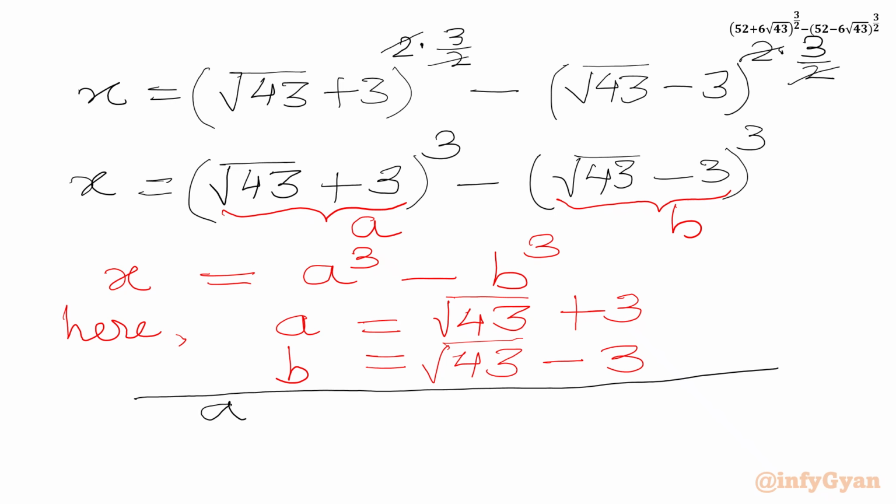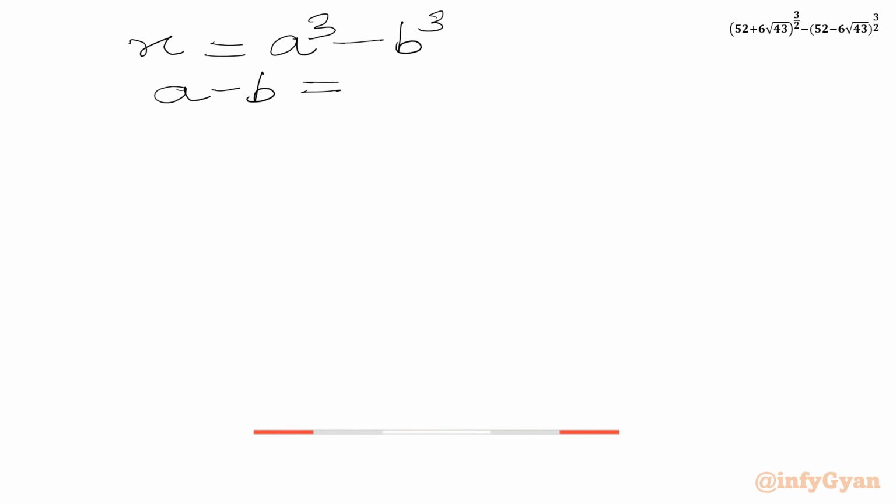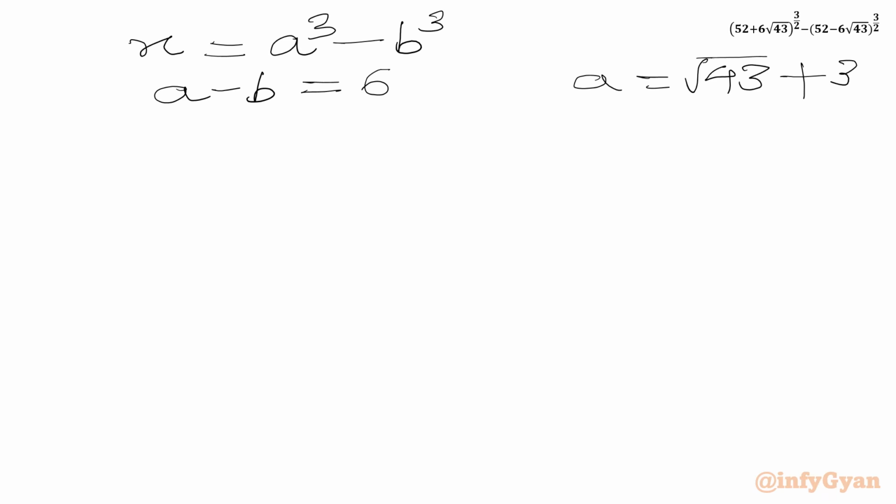So if I subtract b from a, we will get a − b. Here we will get 3 plus 3, after sign change, we will get 6. So a − b equal to 6. Now we will calculate a times b. I will write here x equal to a cube minus b cube, a − b equal to 6, a is √43 + 3, b is √43 − 3.